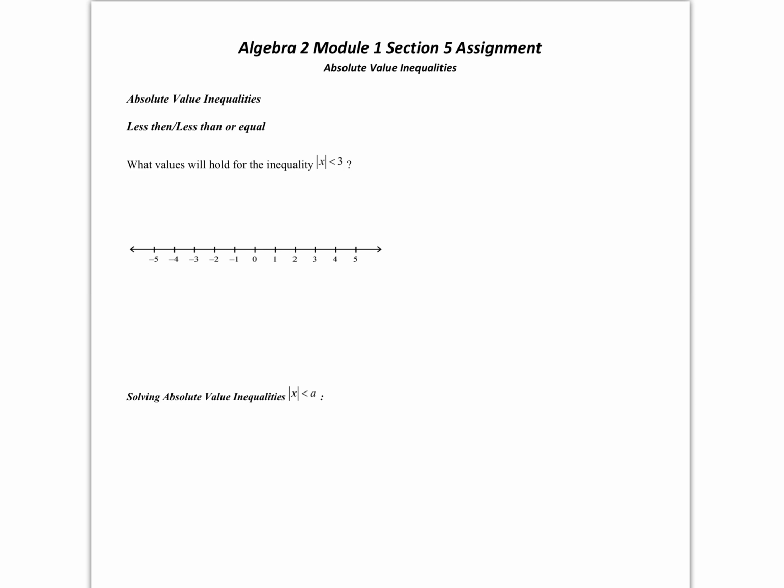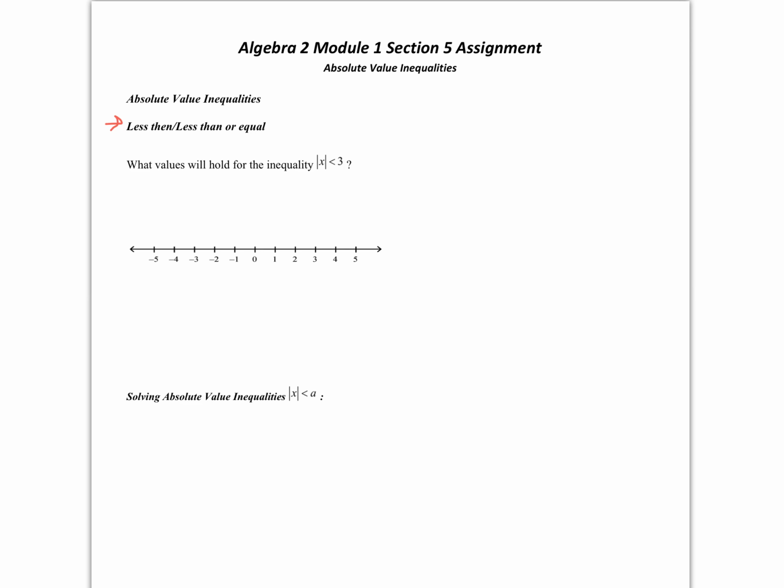So section 5 is the last section of Module 1, and we're going to look at combining everything we've done so far into absolute value inequalities. And when we look at absolute value inequalities, we're first going to focus on the less than or equal to. So only the less than or equal to for the first part of this. And let's start with a little warm-up problem.